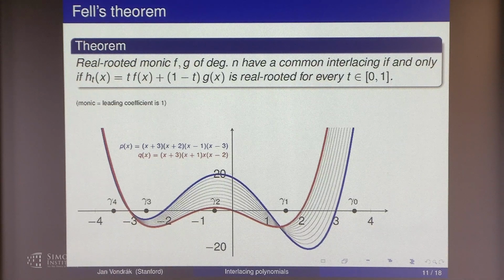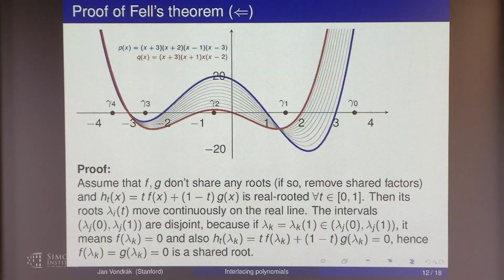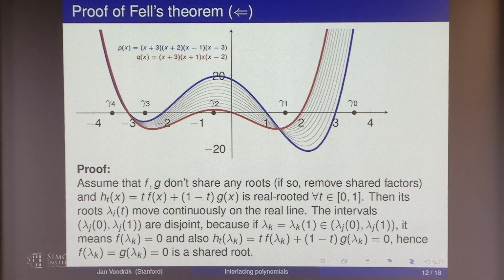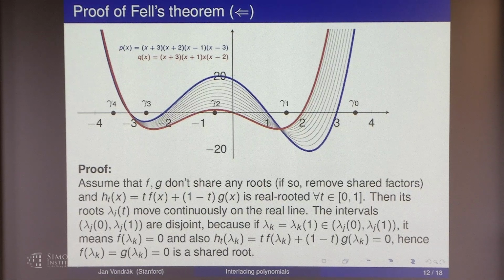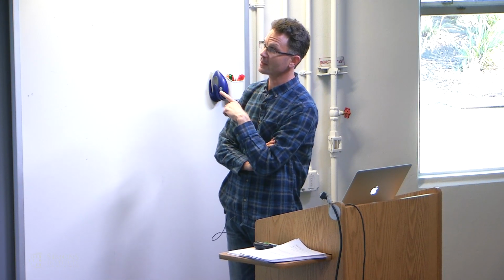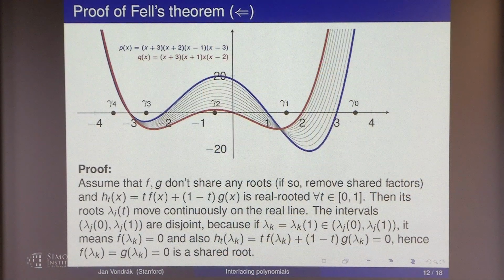So let's see why this is true. This has two directions. One direction, let's assume that the convex combinations are real rooted. Let's assume in addition that f and g don't share any roots. This is a technical assumption. We can do it without loss of generality because if they share some roots, we can just take out those roots. Remember, we can break down the polynomial as a product of factors, and these polynomials would share some x minus lambda j factors. So just take them out, forget about them.